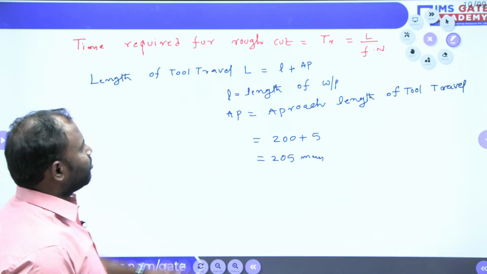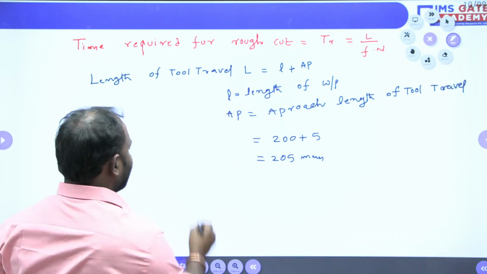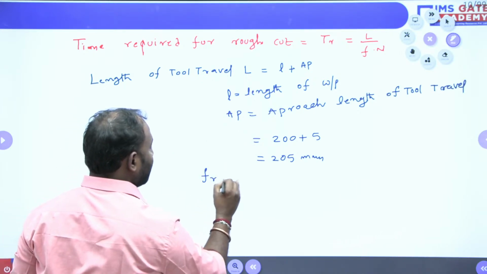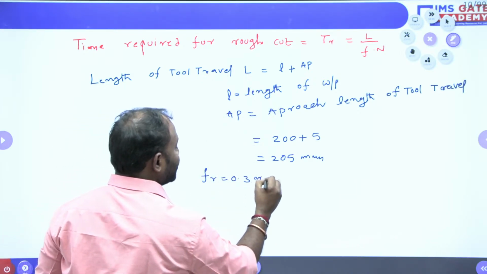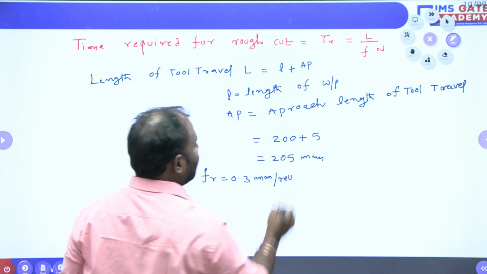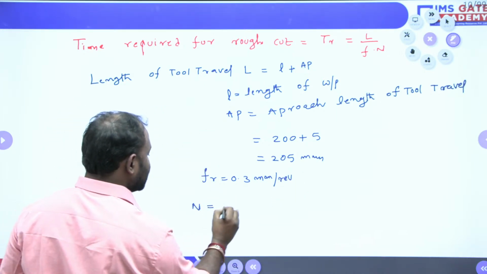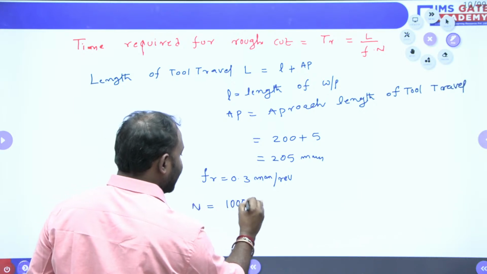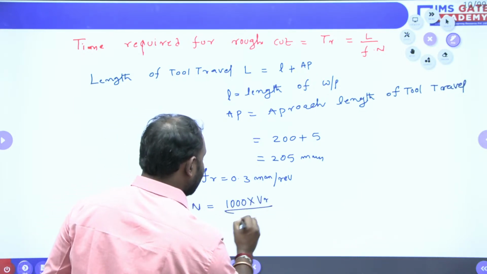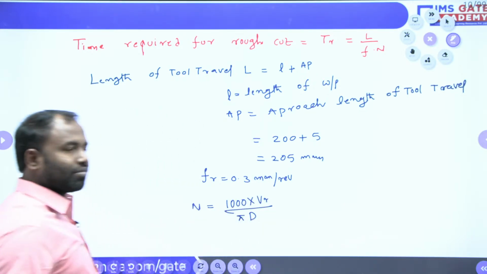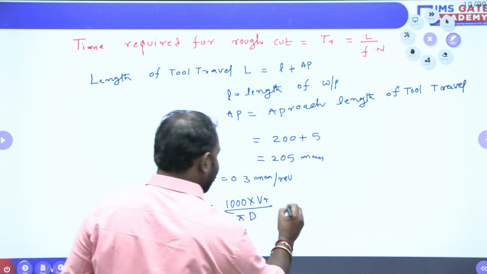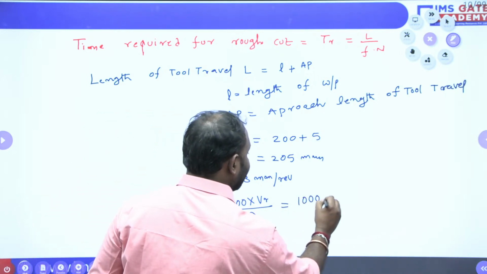Now here feed is given for the rough cut. FR is equal to 0.3 mm per revolution. Now N we have to calculate. N is equal to 1000 into VR divided by pi into D. From there I can write, rough cut velocity is given.